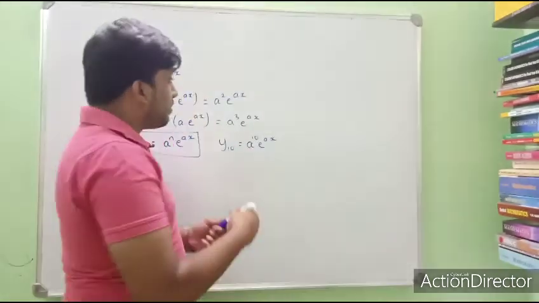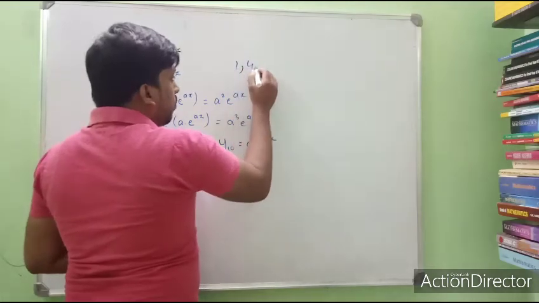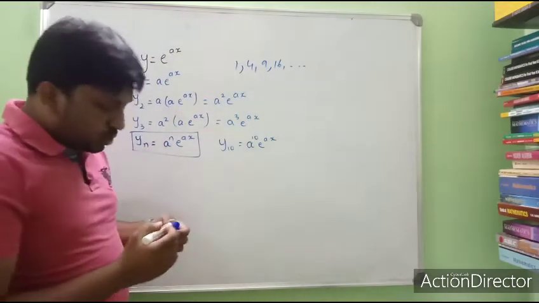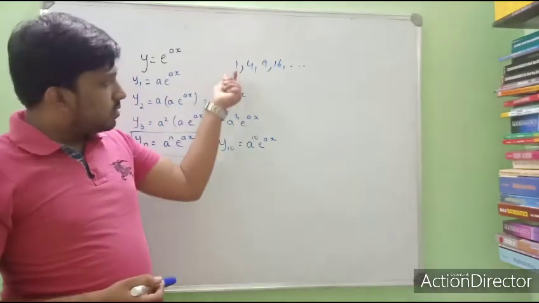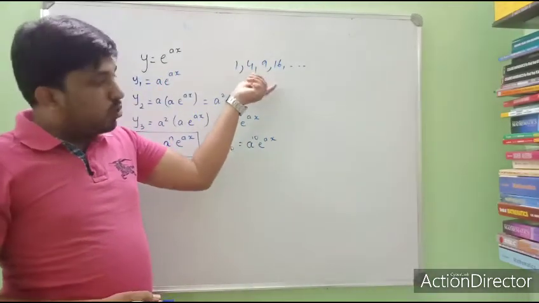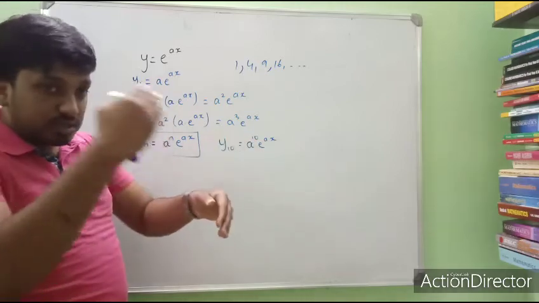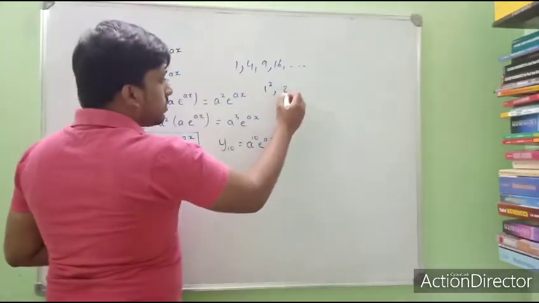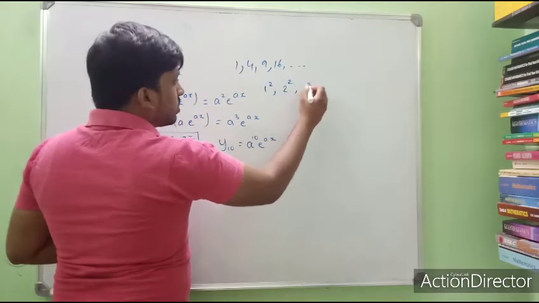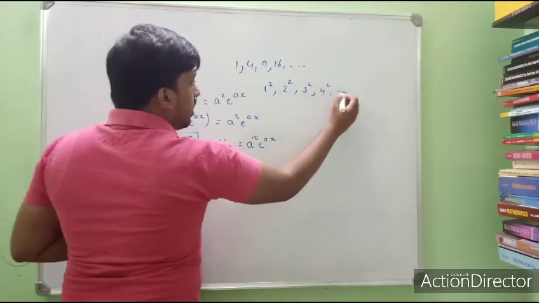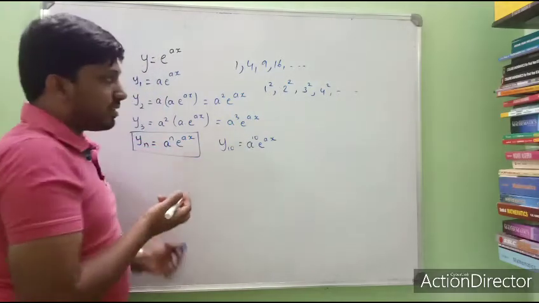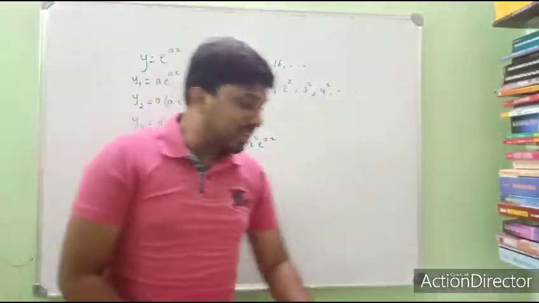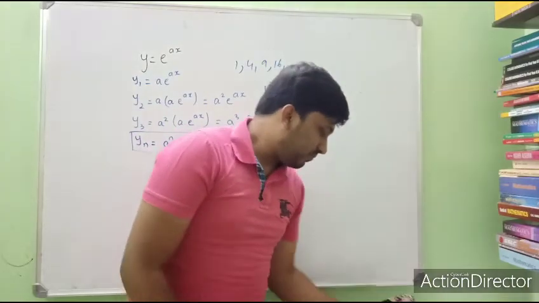For example, let me take some numbers like 1, 4, 9, 16. There is no obvious sequence, right? But you have to convert it into the form of a sequence, that is first, second, third, fourth. You can do it, right? 1 is nothing but 1 square, 4 is nothing but 2 square, 9 is nothing but 3 square, 16 is nothing but 4 square. Now after this, you can generalize it. Isn't it? I hope you people are understanding and it is very interesting.